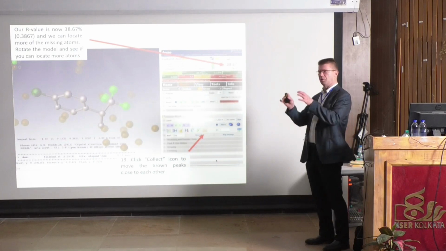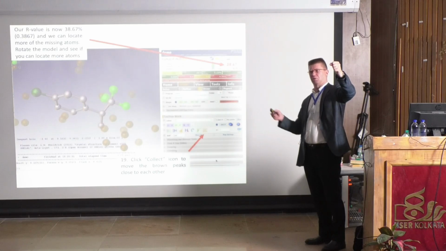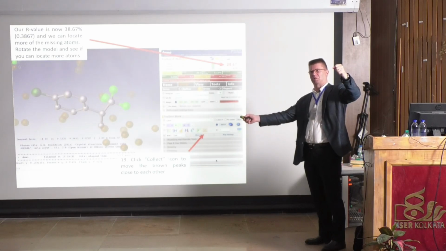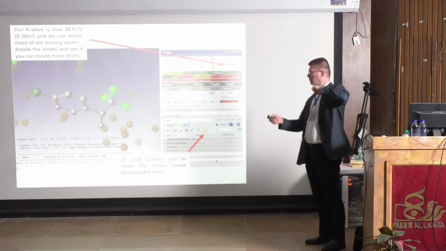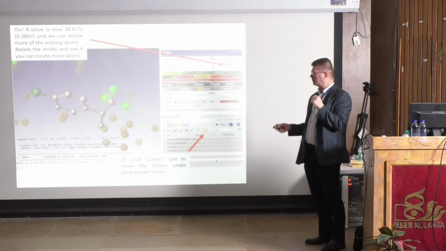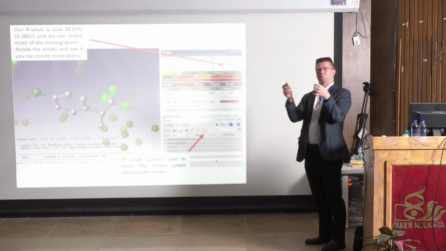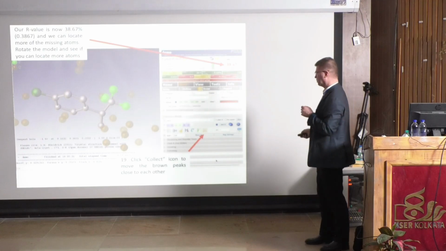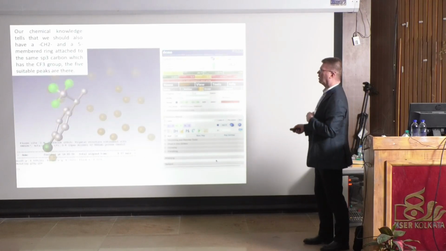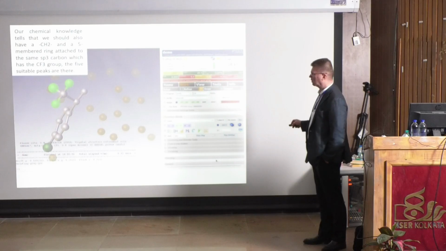That now, because the point is that the program doesn't know if the electron density is here or if the electron density is here. So it just wants to have it, but it doesn't know if they are close by. So this collect knob is really nice because it will look if some of these brown balls, the electron densities, are close to each other, and it moves them there automatically. So we click it there, and now it seems that there is really a 5-membered ring in here.